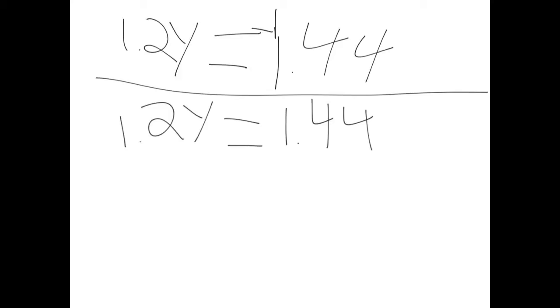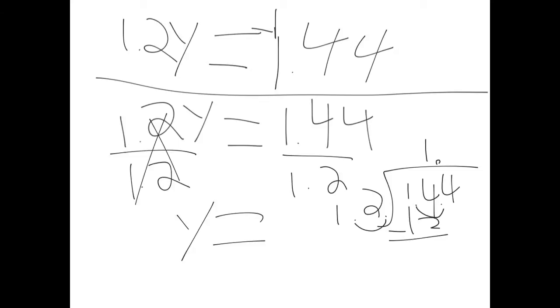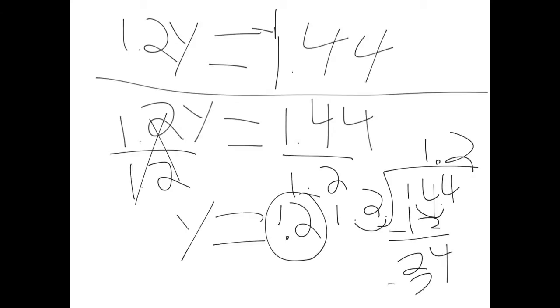So I already rewrote my problem. 1.2 times y. To undo that, you put divide by 1.2, and you divide by 1.2 the other side, and then y. And then 1.44 divided by 1.2. You move it over once, so you move it over here once, and then it comes up there. And 12 goes into 14 once, and that equals 12, and that equals 24, and 1.2. 2 is your answer. Minus 24 equals 0.